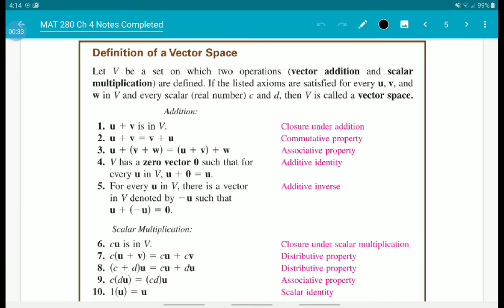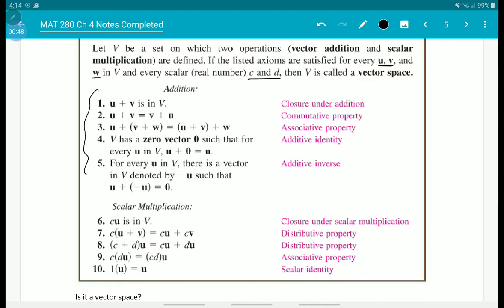So when we're talking about this definition, notice that they're using U and V for the vectors, and they're using W for a vector also, and then they're using C, D as scalars. So let's look at those addition axioms. The first one is closure under addition, and what this says is that if we were to add these two vectors together, U plus V, then we get something that also lives in this vector space.